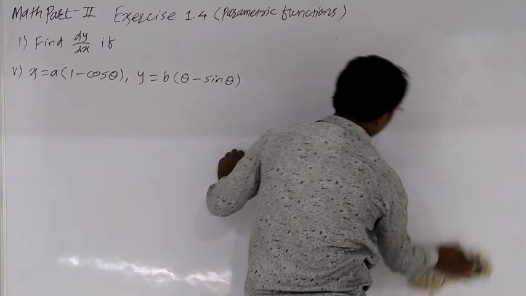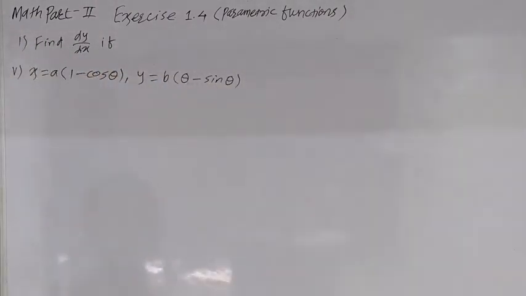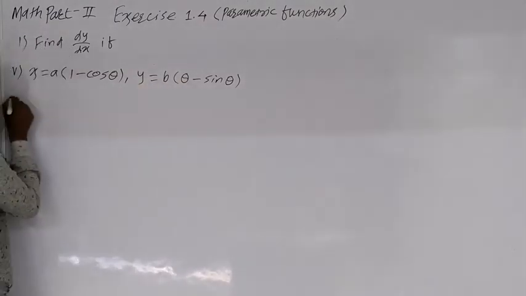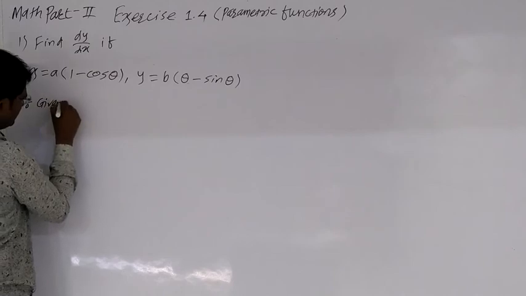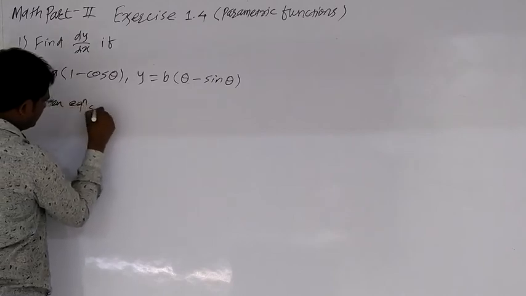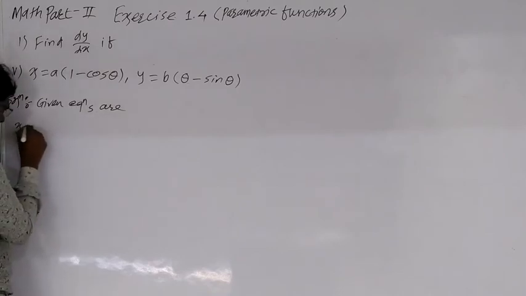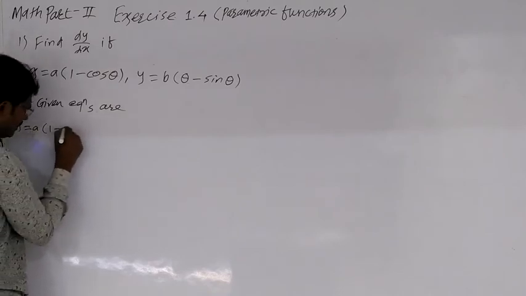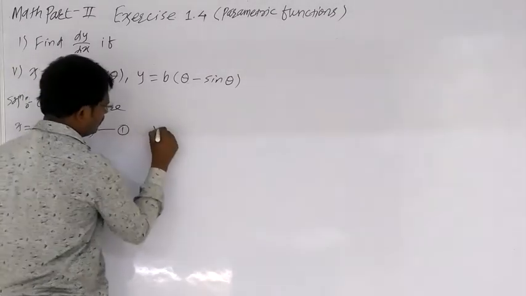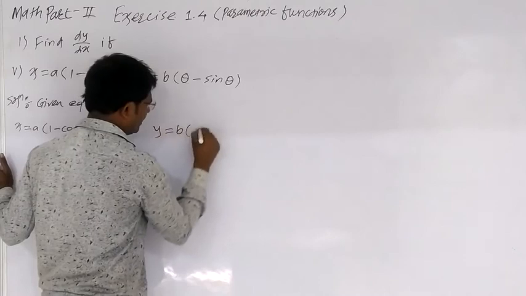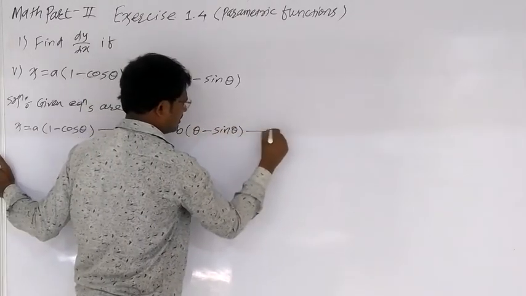To find dy by dx, we use the parametric function formula. So in the solution, first we write the given equations are x is equal to a into 1 minus cos theta, equation first, y is equal to b into theta minus sin theta, equation second.